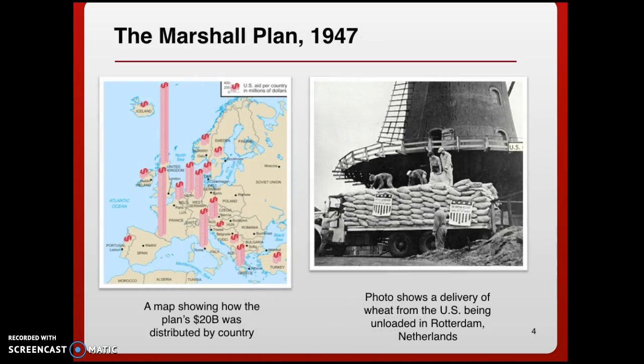The third document will be the Marshall Plan. The Marshall Plan was announced just a few short months later, in June of 1947. And on this slide, you can see a map that shows how the plan's $20 billion of aid was distributed by country. And that photo on the left shows the delivery of wheat from the US being unloaded in Rotterdam in the Netherlands. And so the Marshall Plan was a plan of United States aid that would go to a variety of governments.